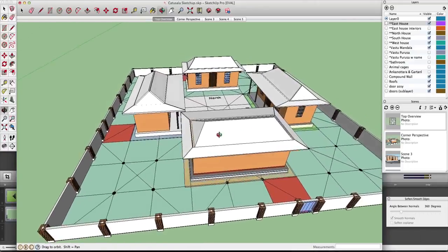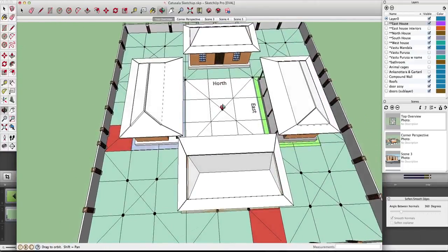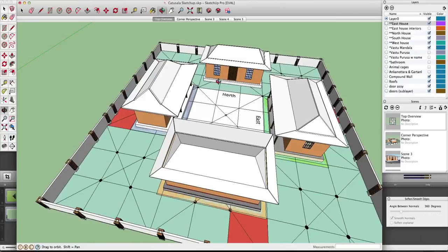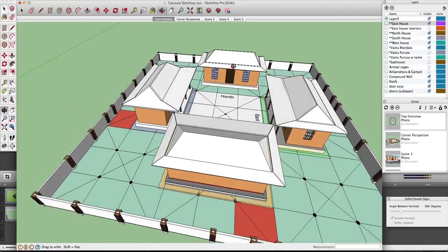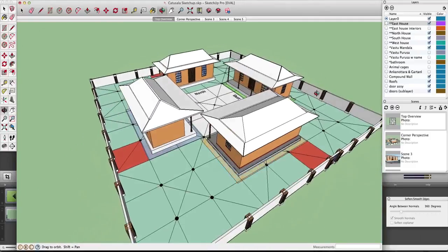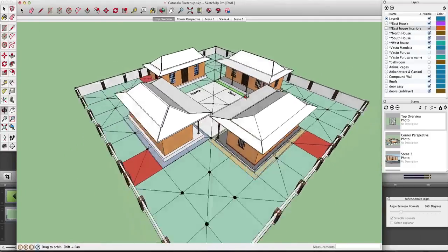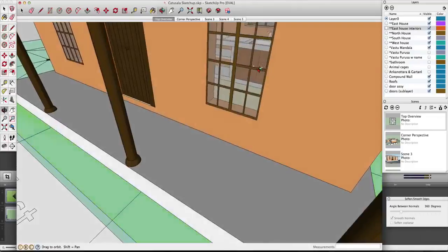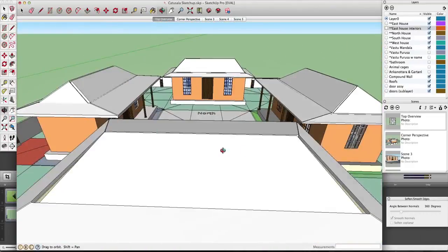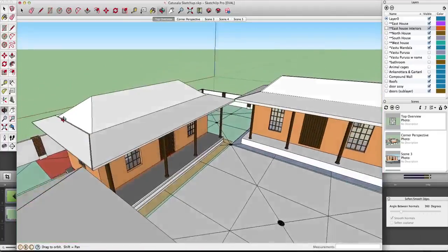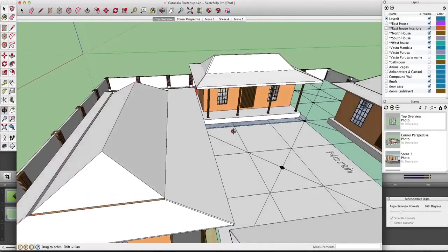And the idea in the Chatushala house is that the house functions are split or divided. In this case, the northern house is the temple room, the eastern house is the kitchen. You can see the house in the south is a studio, and the master bedroom is on the west.